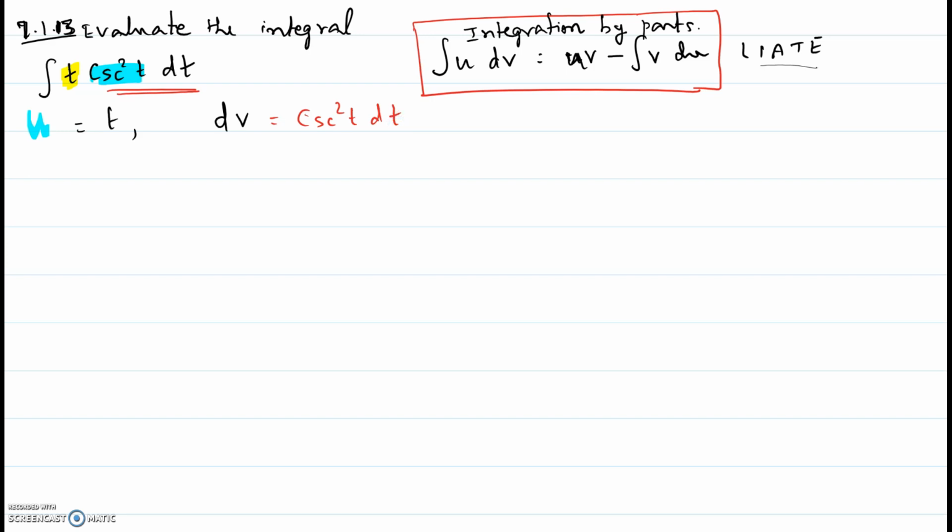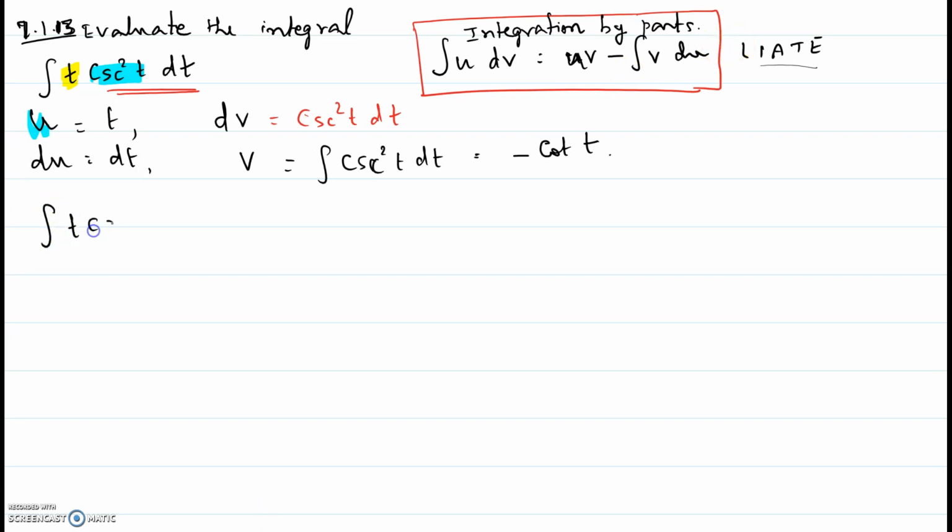Then we have du, which is the derivative of u, which is dt. Then we have to find v. From dv we get v, which is the integral of cosecant squared t dt, which is negative cotangent t. So we have du, we have found v, so we'll apply the integration by parts rule.